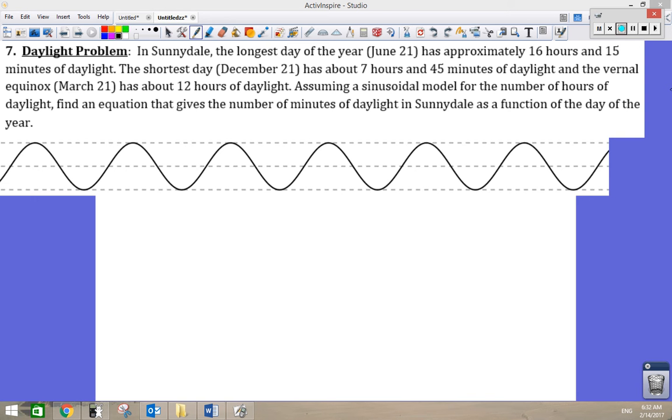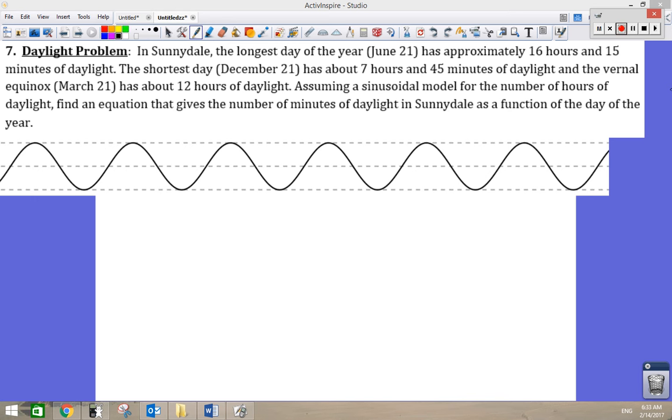Let's take a look at this daylight problem. In Sunnydale, the longest day of the year, June 21st, has approximately 16 hours and 15 minutes of daylight. The shortest day, December 21st, has about 7 hours and 45 minutes of daylight, and the vernal equinox has about 12 hours of daylight. Assuming the sinusoidal model for the number of hours of daylight, find an equation that gives the number of minutes of daylight in Sunnydale as a function of the day of the year.